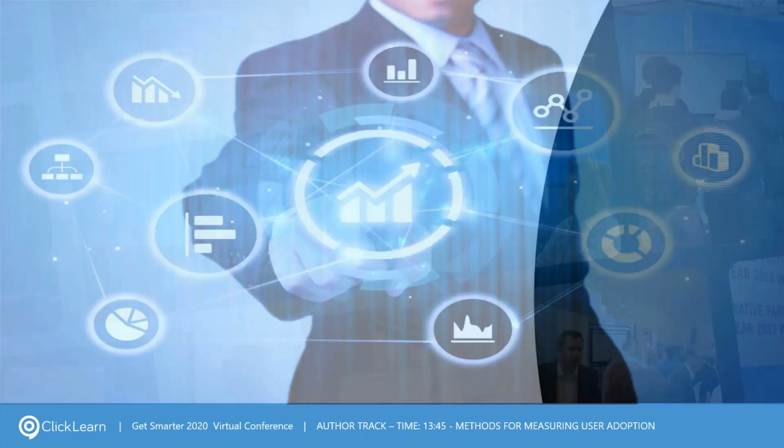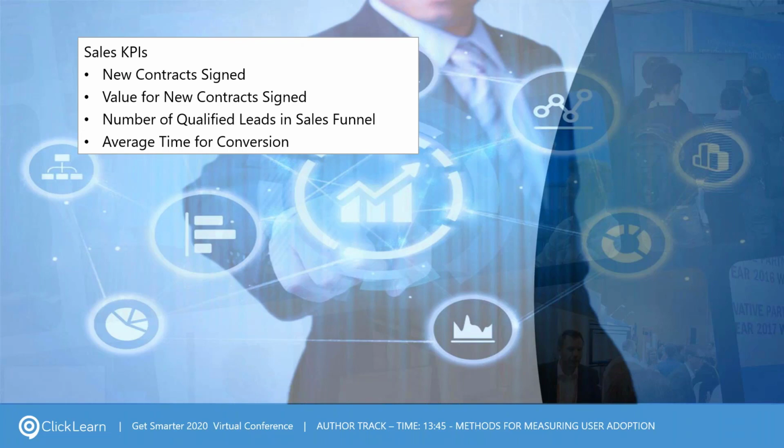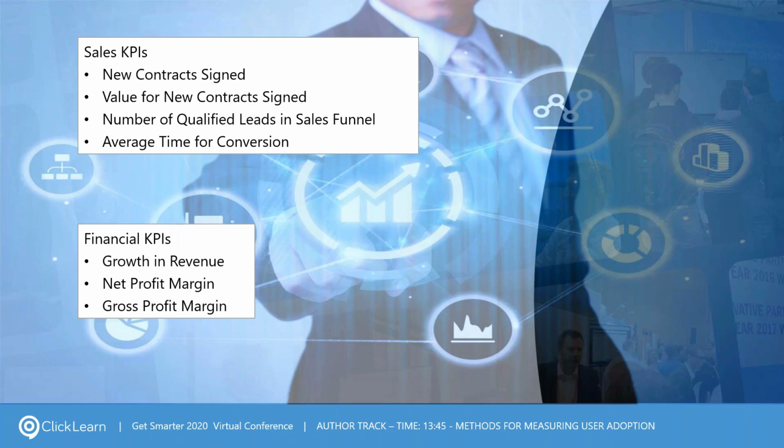As you know, KPIs can vary a lot depending on the business or the business area. So if you want to set up KPIs, there could be different ways of setting them up. So I'm just gonna point out some examples here for you. For example, sales KPIs could be new contracts signed, a value for the new contracts signed, so dollars or euros, number of qualified leads in the sales funnel, average time to be converting them into sales.